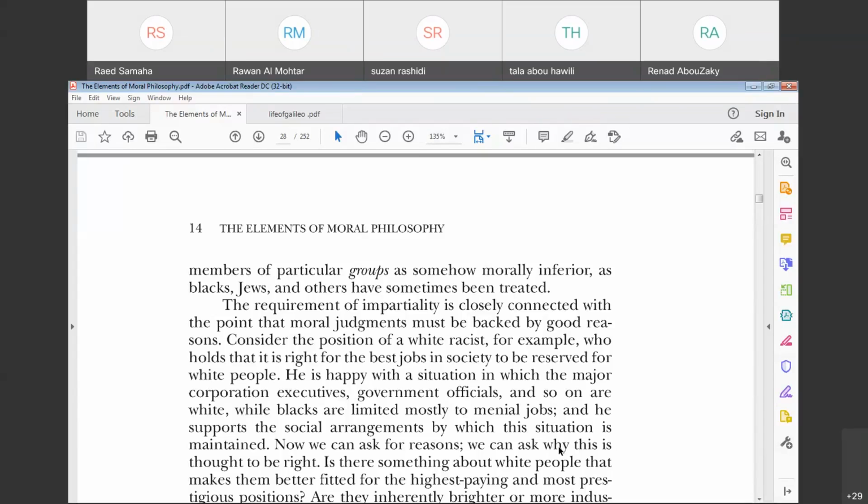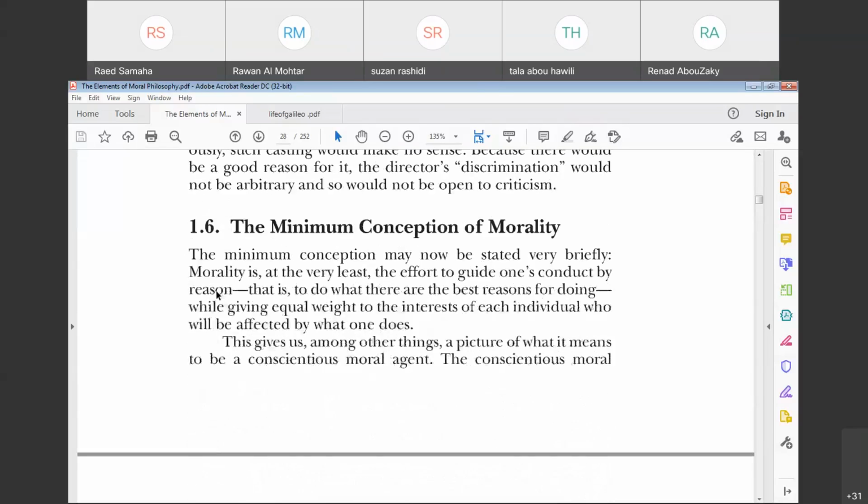And hopefully in the space of the course, I will share with you a way of how to tell good arguments from bad arguments, good reasoning from bad reasoning, right? This takes us to what Rachels would call the minimum conception of morality. I want to read this part to you again. In the minimum conception, morality is, at the very least, the effort to guide one's conduct by reason, that is, to do what there are the best reasons for doing, while giving equal weight to the interests of each individual who will be affected by what one does.